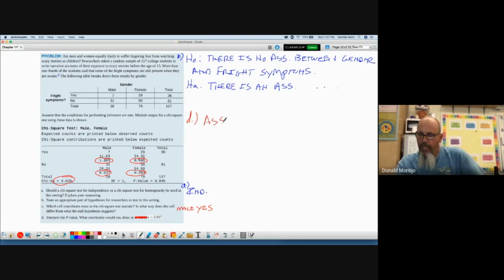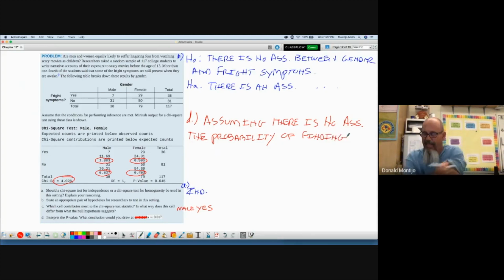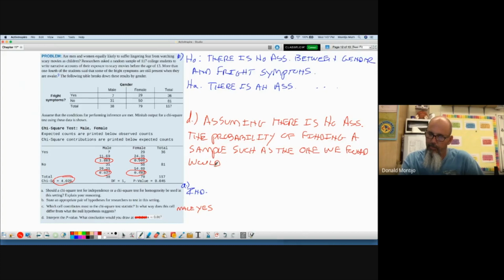So assuming the null is true, or in this case, assuming there is no association, the probability of finding a sample such as the one we found would only happen 0.045 of the time, or if you'd like percents, would only happen 4.5% of the time due to chance alone, due to sampling variability.